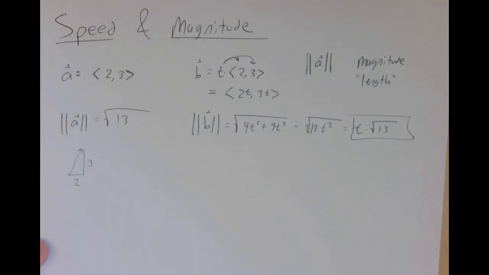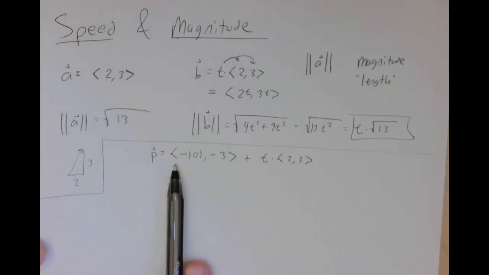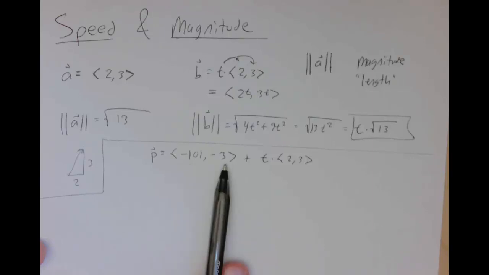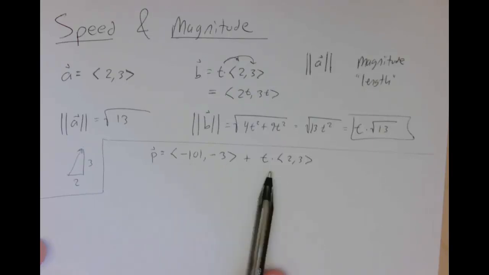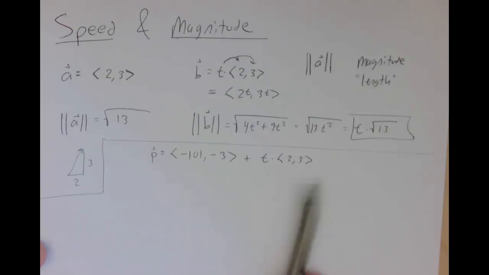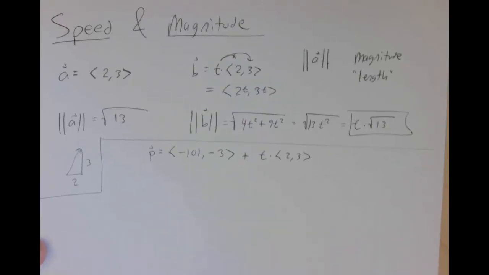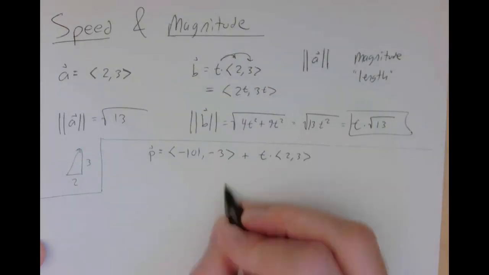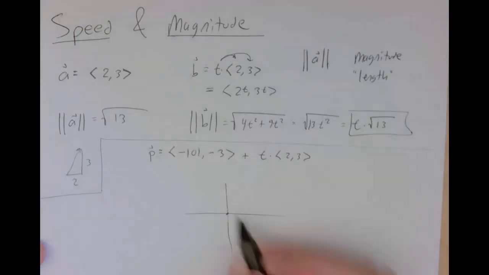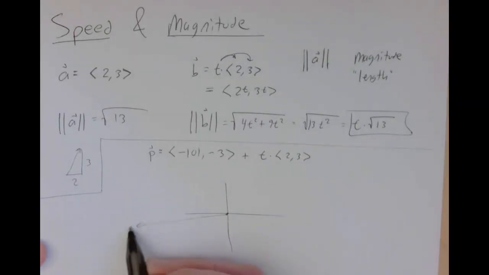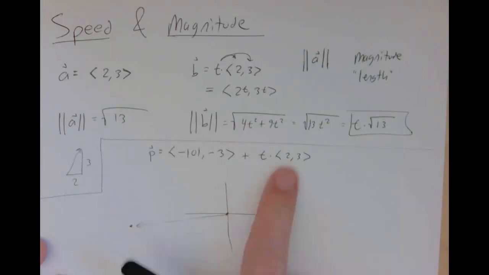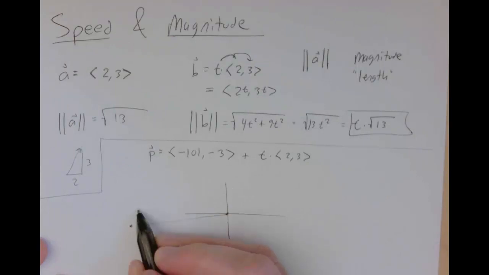So what does this have to do with speed? Let's pretend I have this vector equation where first I follow the position vector -1, 1, -3, and then I have this vector scaling with time. This describes the motion of an object, and the object is starting at -101, -3, so it's starting way, way, way over here somewhere. And then from that location, it's following this vector that goes over 2 and up 3.